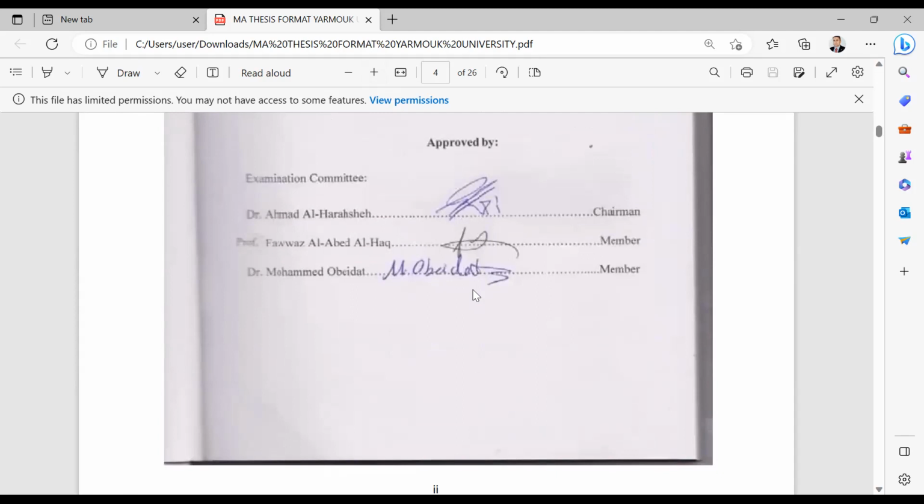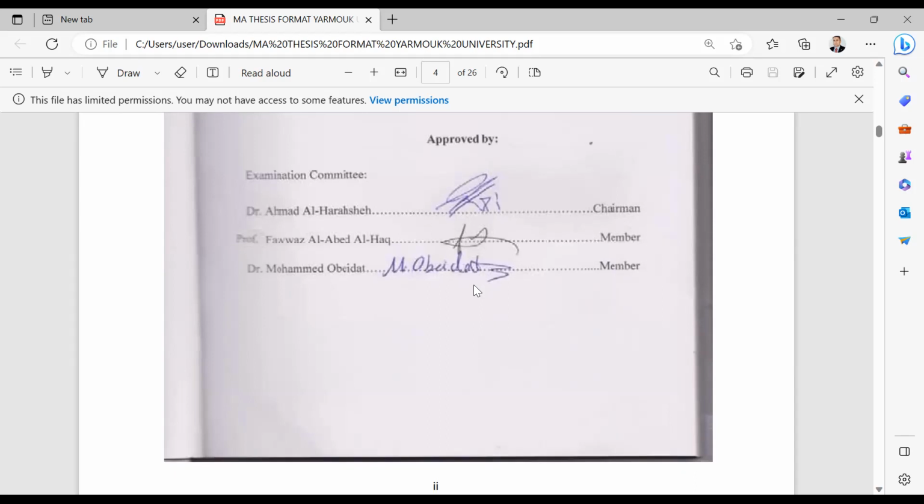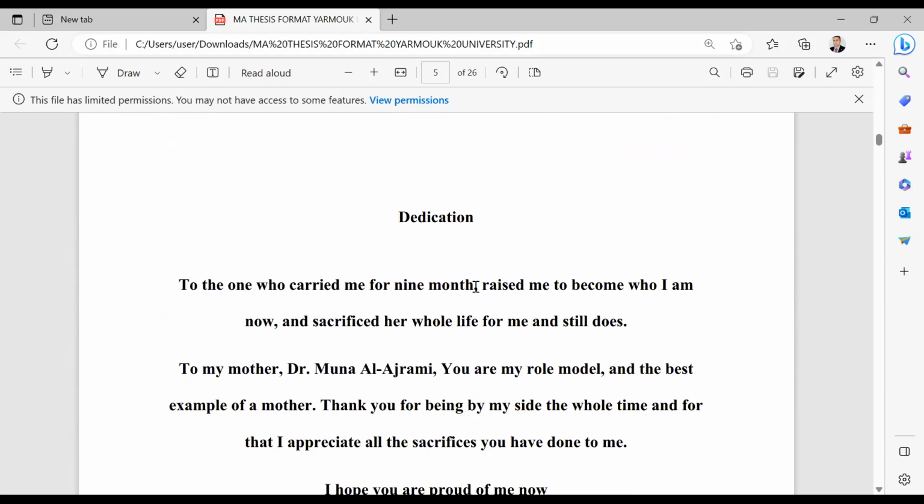So this is why I always encourage you to attend the defense of any MA thesis in our department. In this department, about 9 students have defended their MA theses at Yarmouk University, especially in the translation department. So I wish that you would be updated, and you should go and attend these defenses. And by the way, they are open for all. They are open for all. Anyone can enter and attend and listen, take notes, etc.